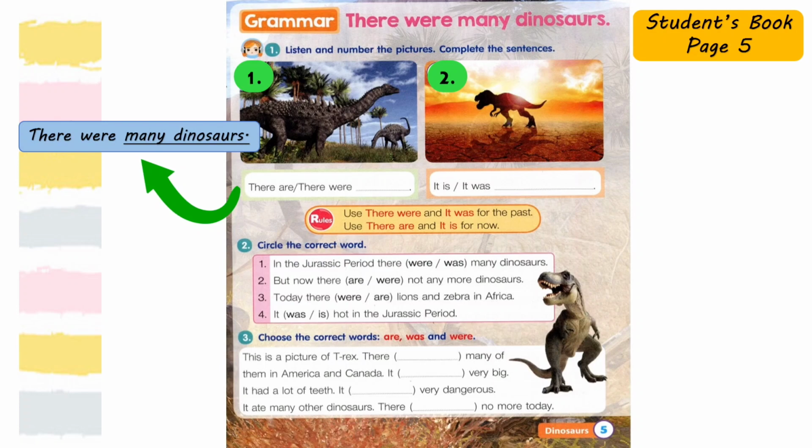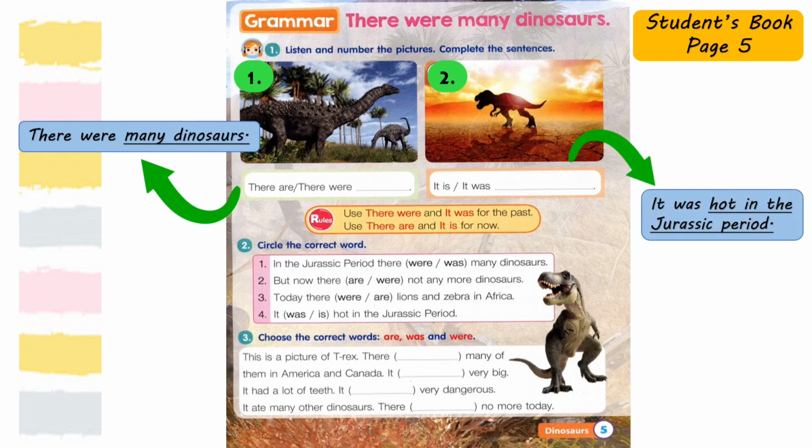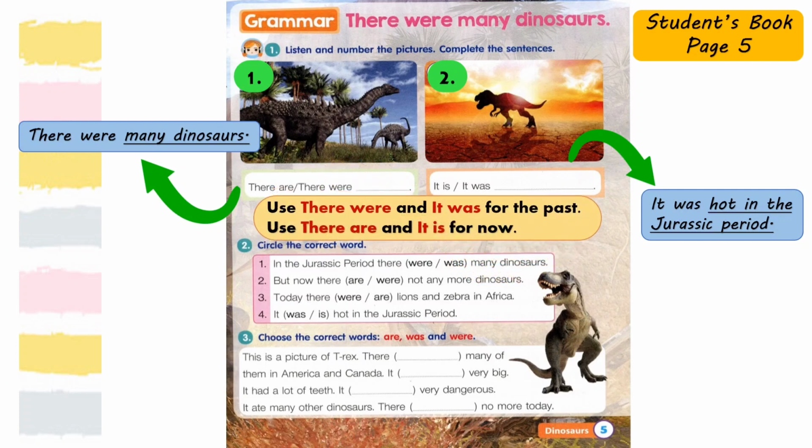So this is the answer. There were many dinosaurs. And second sentence, it was hot in the Jurassic period. Who got the correct answers? You can check your own work. Alright, so I made the rules bigger for you. For the past, we use there were and it was. For now, anything that's happening right now, we use there are or it is, or in the present.